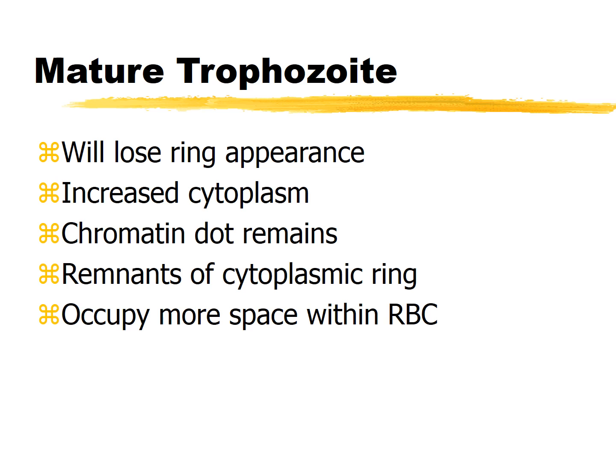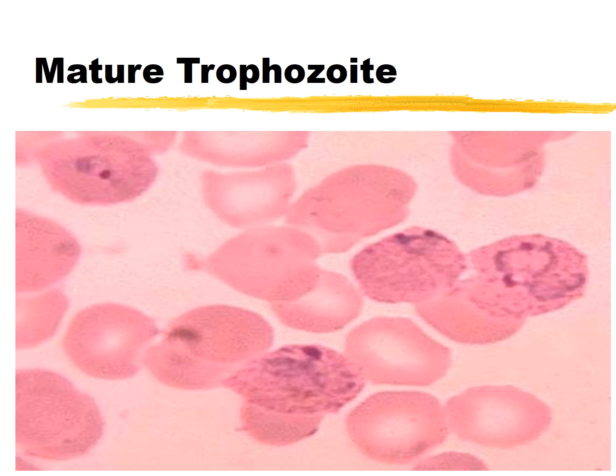The mature trophozoite will start to lose this ring appearance. You'll see an increase in the cytoplasm. The chromatin dot will remain, and you'll see remnants of the ring, and it will occupy more space within the red cell. And this is a picture of that, where you can start to see some of these ring forms falling apart.